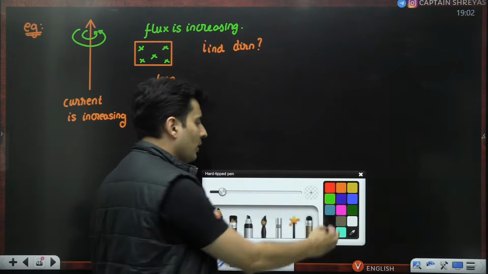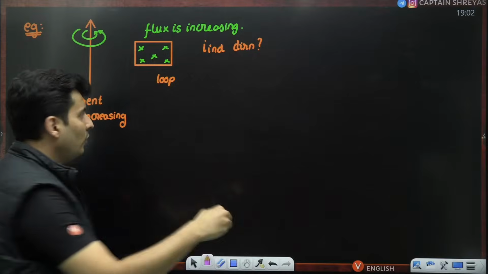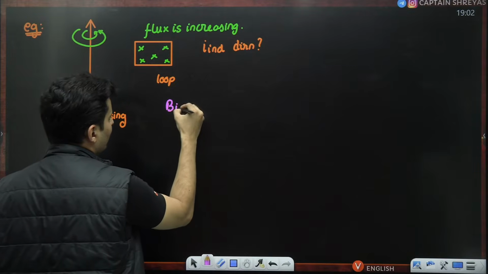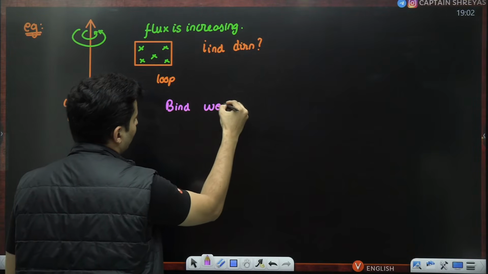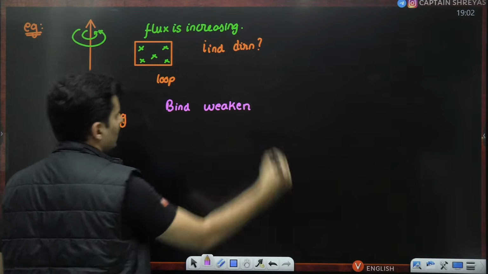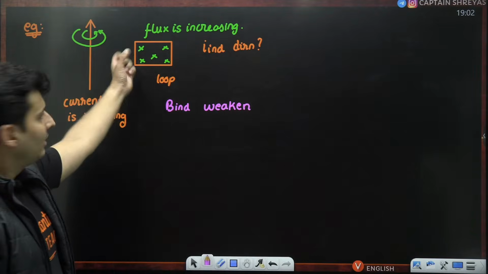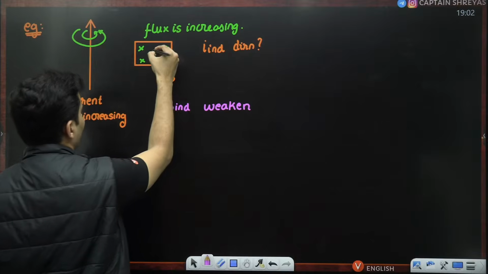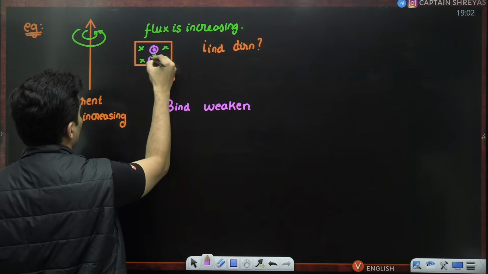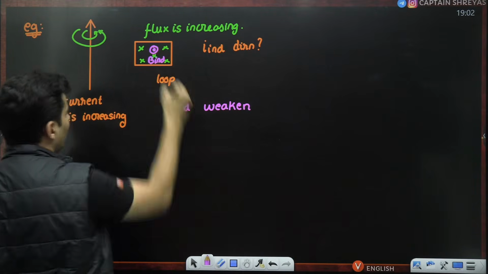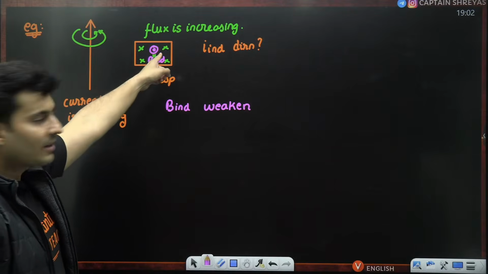By Lenz's law, what should you do? You should try to weaken it. So, the induced field should try to weaken the flux. So, to weaken it, you will give an opposite direction field. The induced field should be in the direction opposite to the flux, which is increasing.